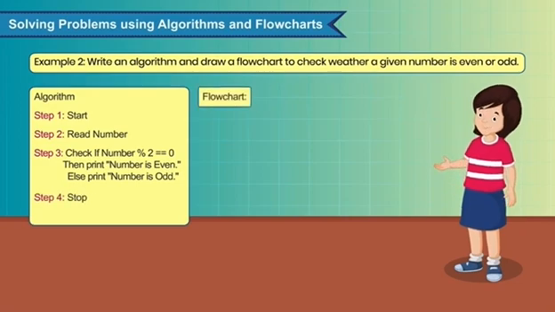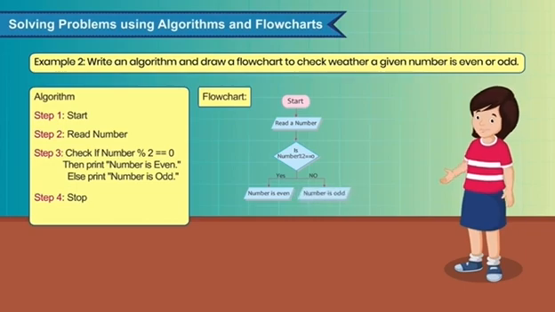Step 4. Stop. Flowchart. Start. Read a number. Is number % 2 equal to 0? If yes, number is even. If no, number is odd. Stop.